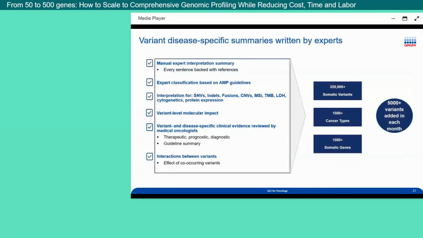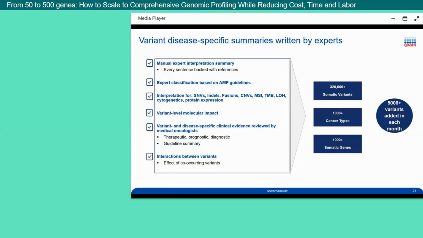Users of QCI can also access report-ready, variant and disease-specific interpretation summaries with detailed interpretations of gray areas in complex scientific situations, thus assisting the user in report writing and helping to further shorten turnaround times. Those summaries are available for all kinds of biomarkers, including SNVs, indels, fusions, copy numbers, MSI, TMB, as well as LOH, cytogenetics, and protein expression.